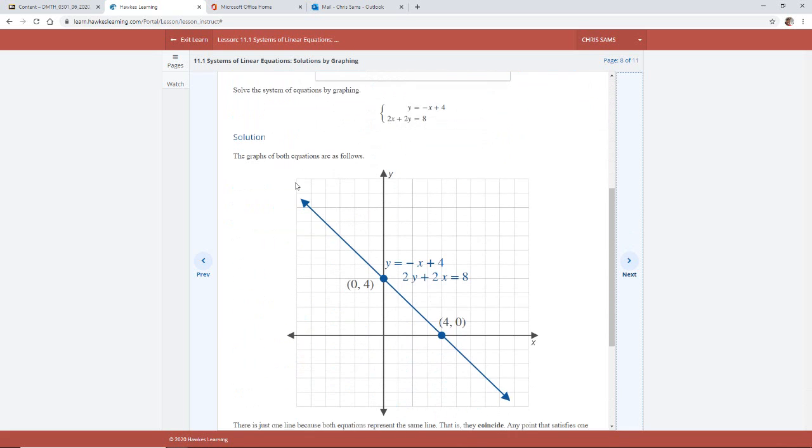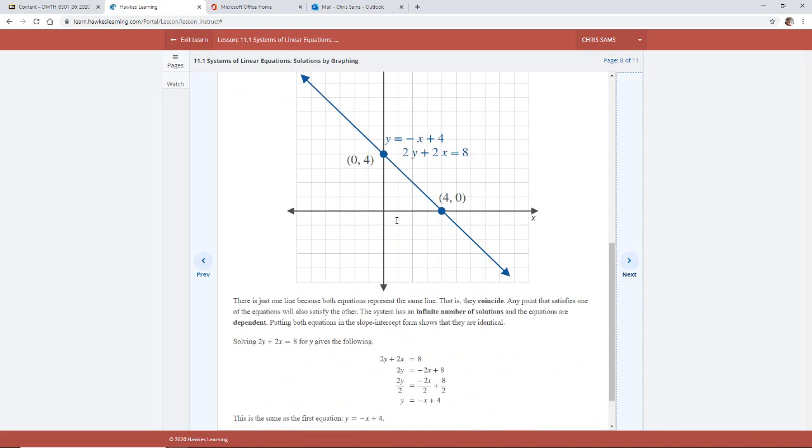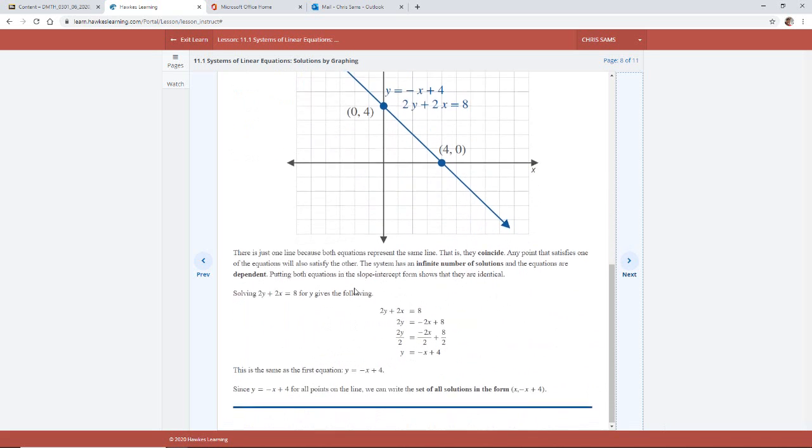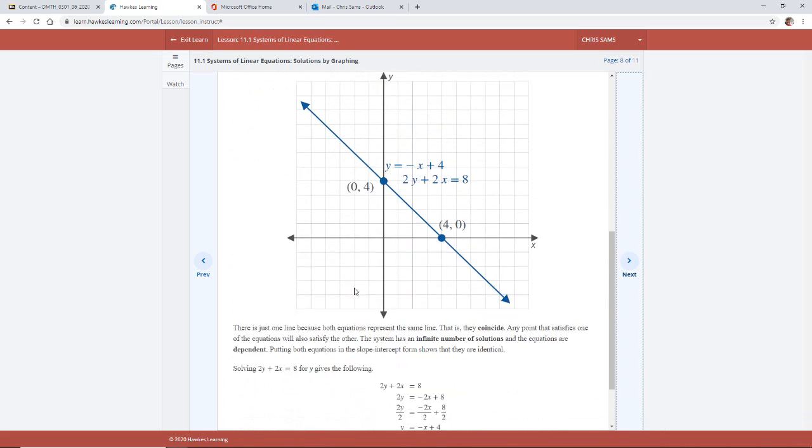So if you have these two equations right here, when they solve them for y and graph it, it's the exact same line. So we would call this dependent, because they're the same line. And then if they were different lines, we would call it independent.